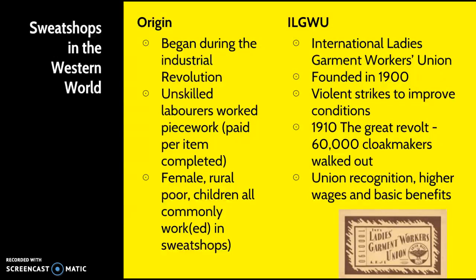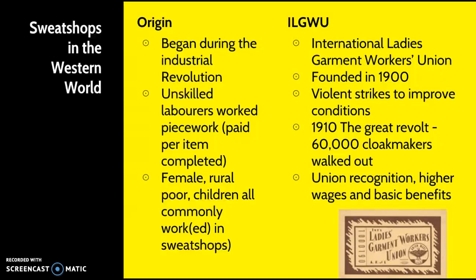And you might not know this, but sweatshops do still exist here in North America, they are just on the down low. Sweatshops originated in the Industrial Revolution, when a whole bunch of unskilled laborers were paid for piecework, so they'd complete something and get paid per item completed. A lot of these unskilled workers were female. They were also the rural poor, maybe farmers that wanted to get out of farming or the crops were bad. And potentially children. Families that were poor would send their children to make money for the family.